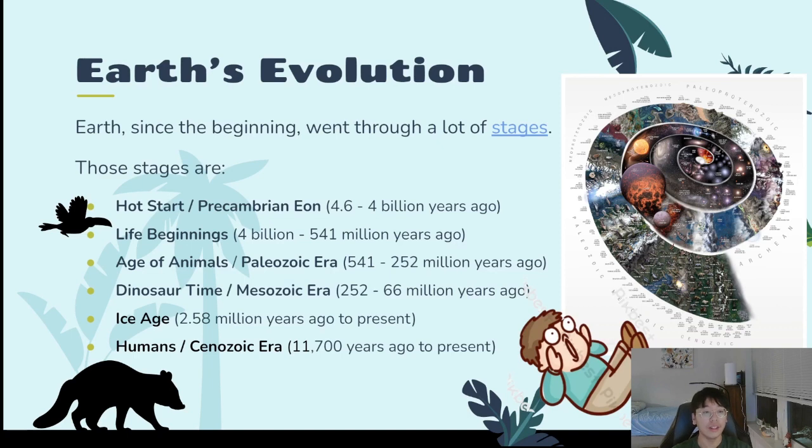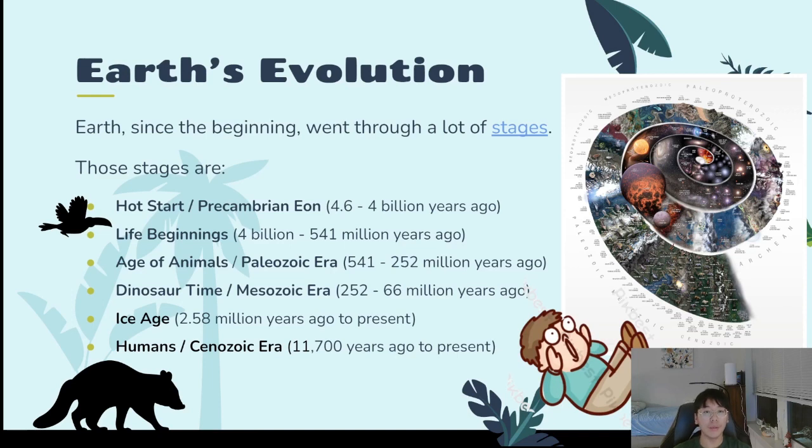Next came dinosaur time, which scientists also call the Mesozoic era. If you have heard of dinosaurs before, they are creatures that lived a long time ago. They were scary looking reptiles that were huge compared to humans, and we'll actually see some pictures of dinosaurs later on in this video. They lived from 252 million years ago to 66 million years ago.